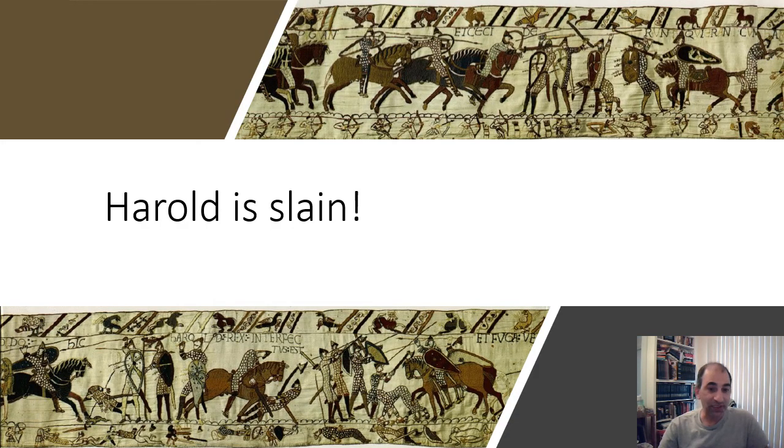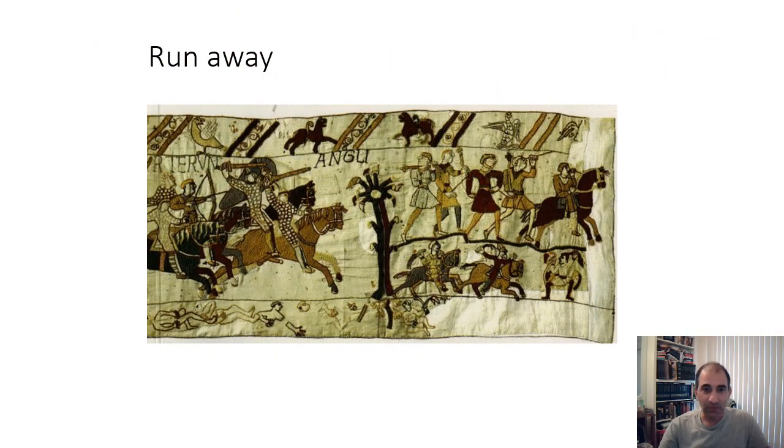And at this point, somewhere over here, Harold is killed. So that's even in the tapestry. So, it's pretty cool. And then Harold is killed. William is, of course, victorious. At that point, Harold's men all run away, and then the tapestry kind of comes to an end. You can see it's a bit torn off.